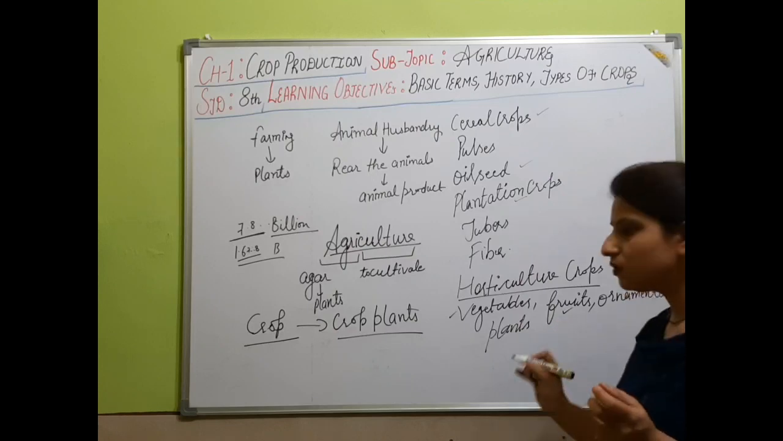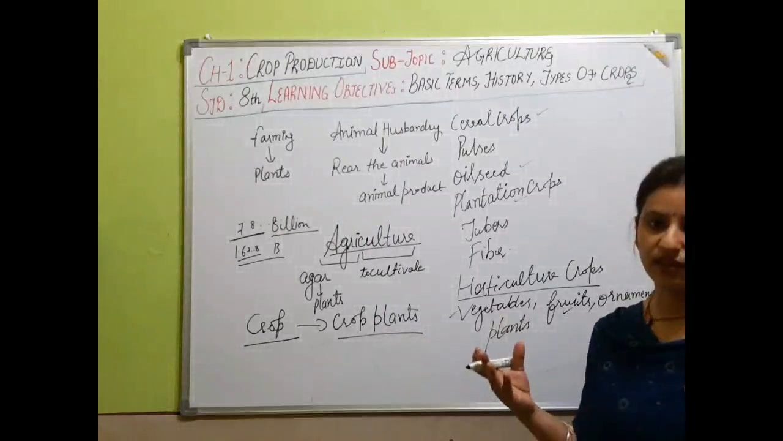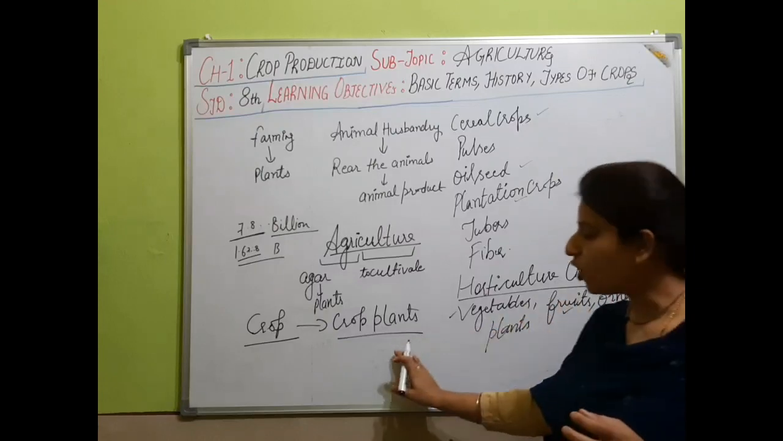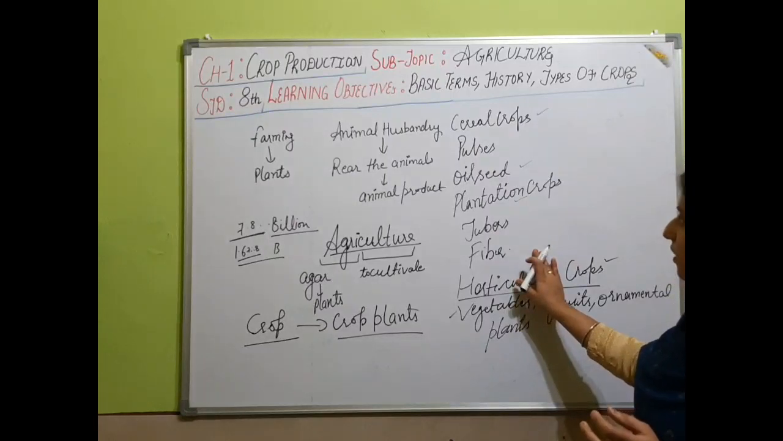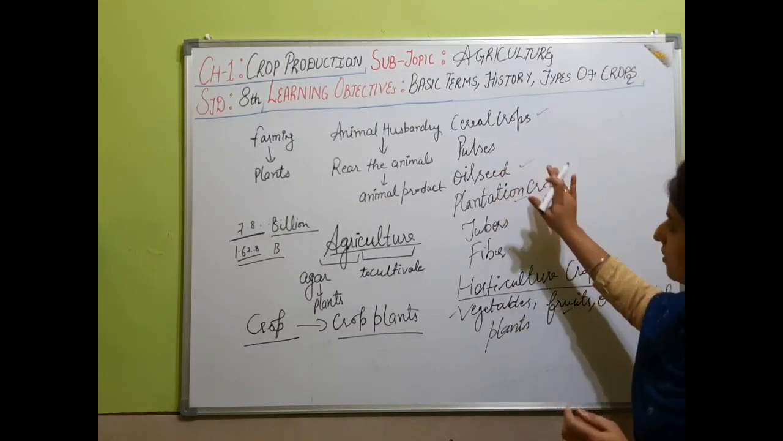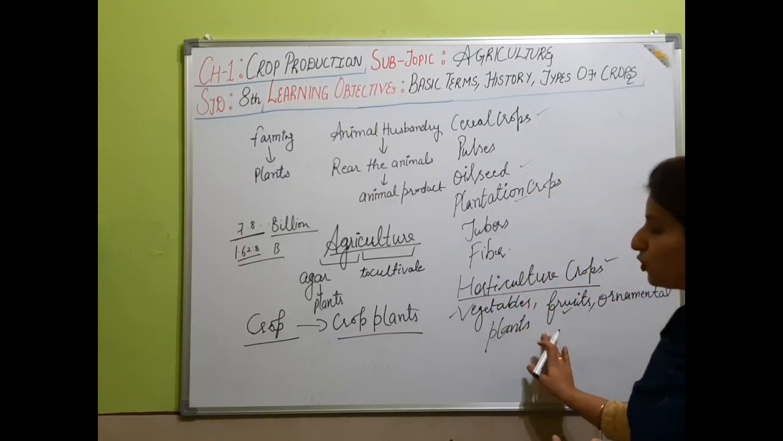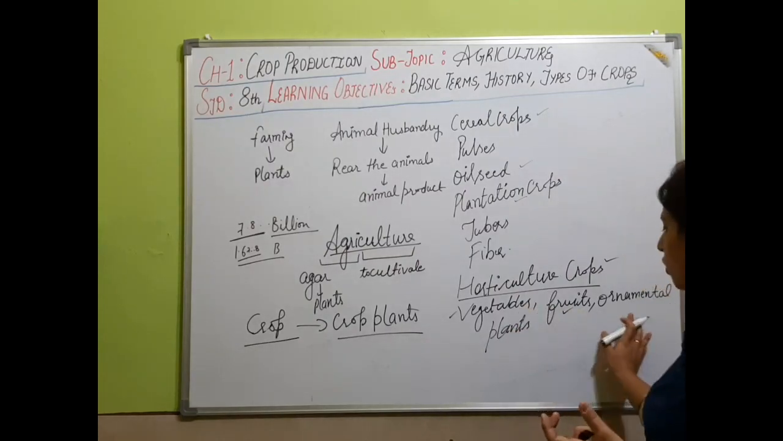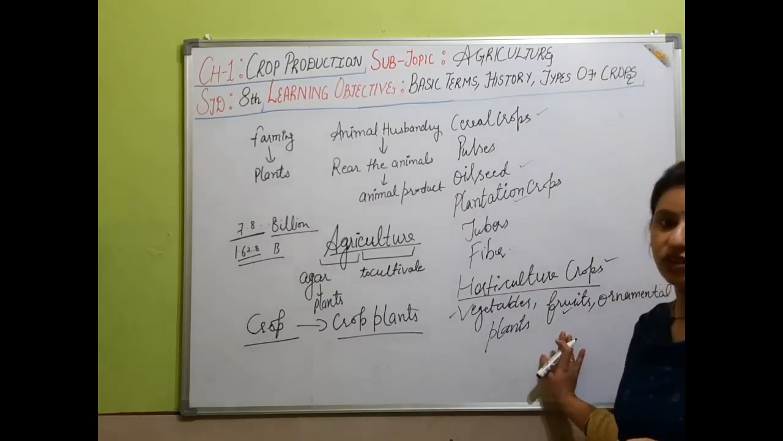And in ornamental plants we can go for rose, jasmine, petunia, and a number of flowers which are grown under the horticulture crops. So crop plants are this type of plants which give us seeds, like cereal crops, pulses, oil seeds, plantation crops, tubers, fibers, and many more. And if we go for the horticulture crops, then it is the cultivation of vegetables, fruits, and ornamental plants and flowers. So this is included under the horticulture crops.